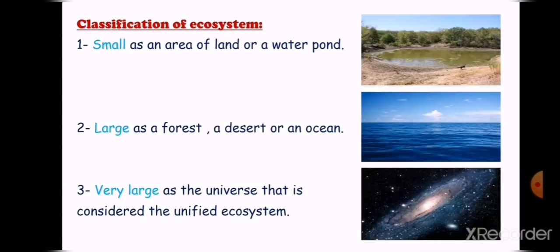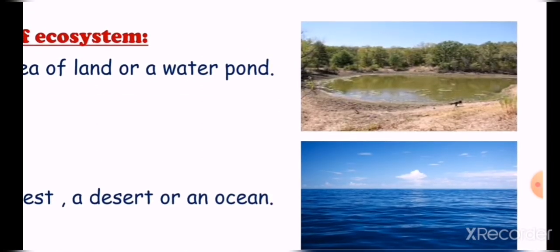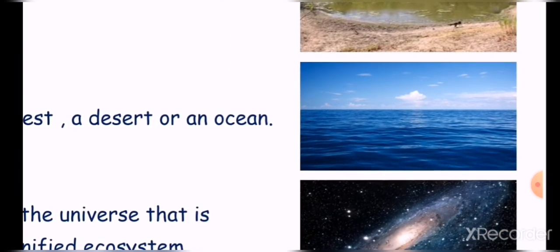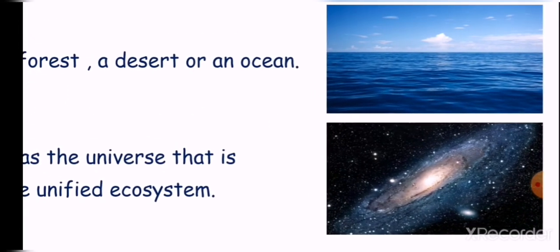So we can classify the ecosystem into three types according to their sizes, into small or large or very large. Small, like an area of land or water pond like this, it's a small ecosystem. But large ecosystem like forest or desert or ocean, but very large ecosystem like the universe. Okay?